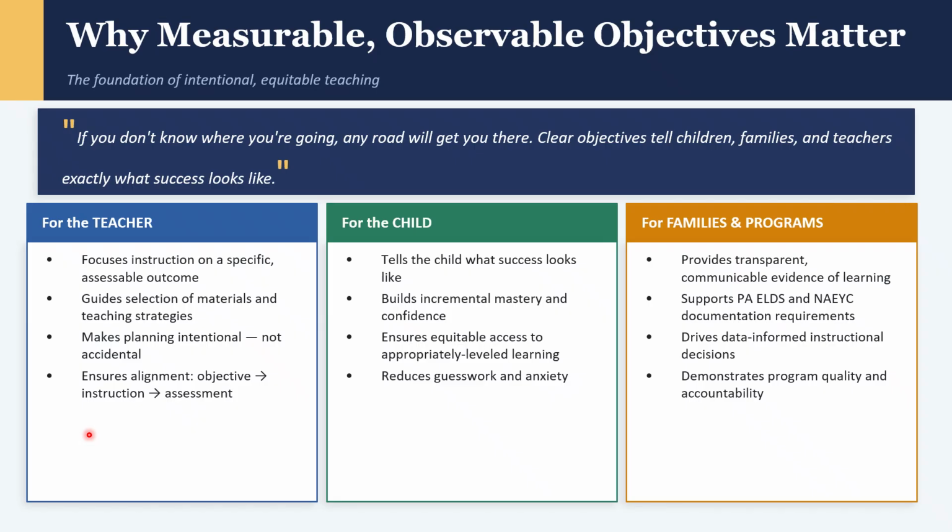How do objectives help the child? It'll tell the child exactly what success looks like. It builds incremental mastery and confidence. Think of it as little steps towards success. You're going to break down the larger goal of learning how to read. How are we going to do that day in and day out? And how will we know if it's working? Also, clear and measurable objectives reduce guesswork and anxiety for students.